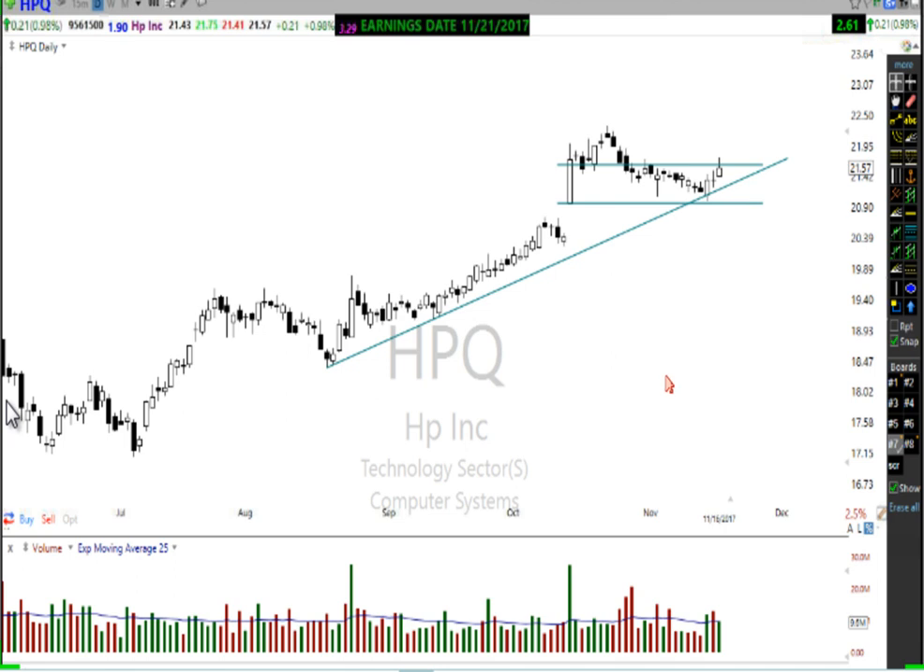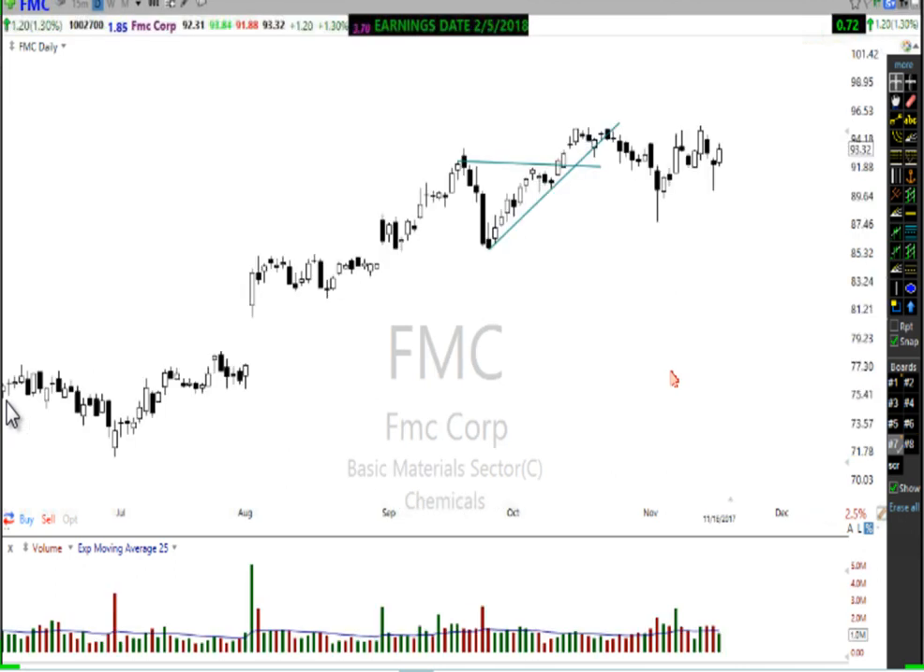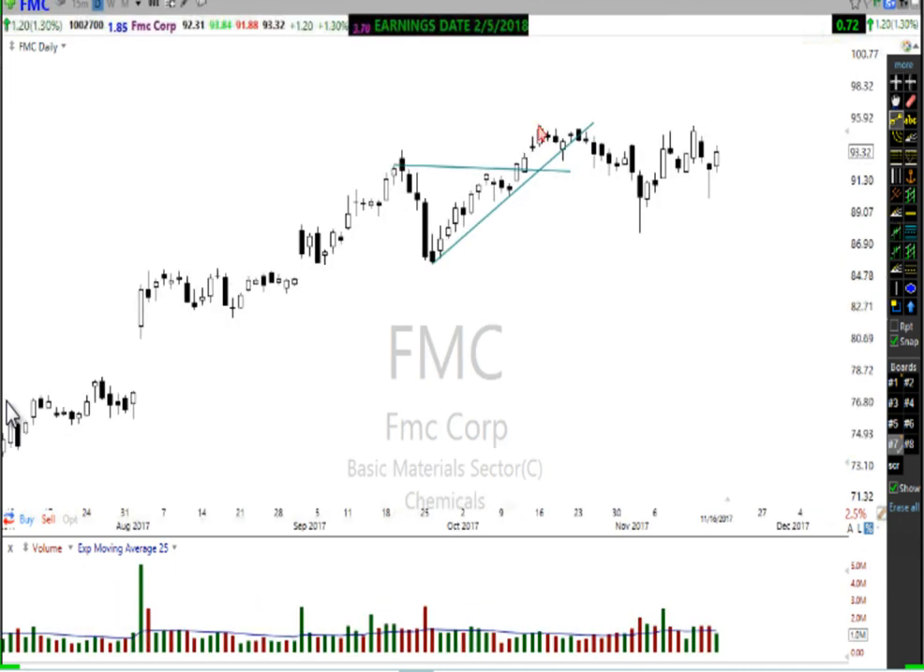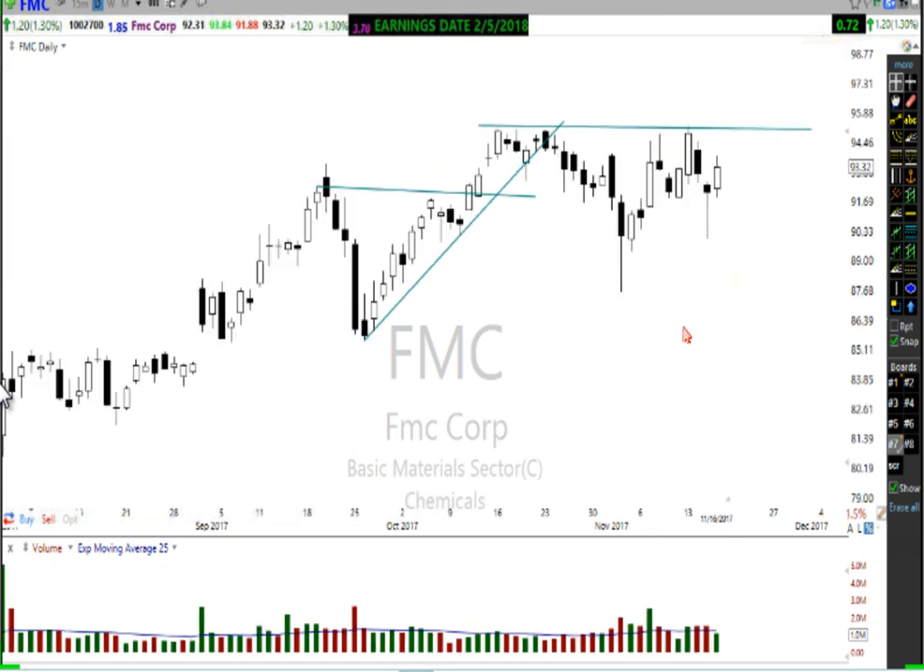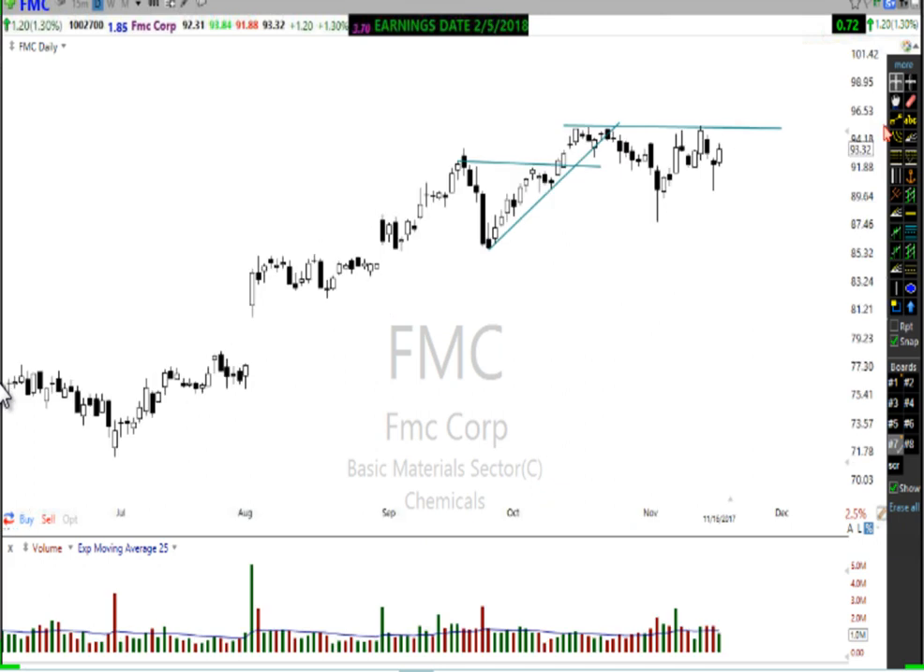FMC. Price resistance. Morningstar pattern currently in the chart. Trying to make this little trend right here happen. This is going to have to break out for me. Too many tests up here. Look at all the tests up here where we failed. So now it's got to break out of here. Nice little wedge pattern though, and it could break out.